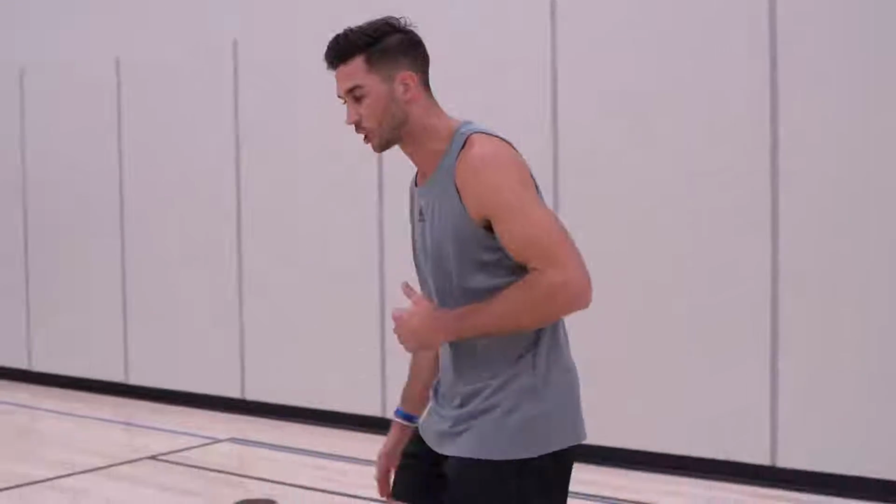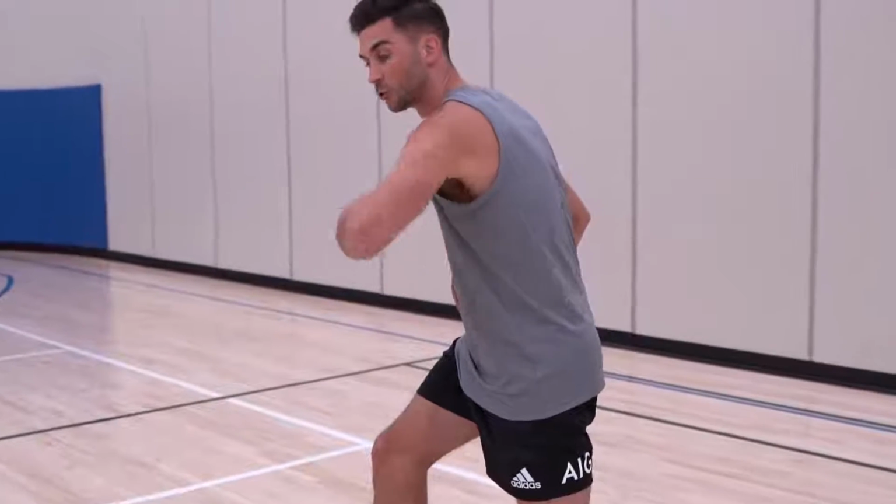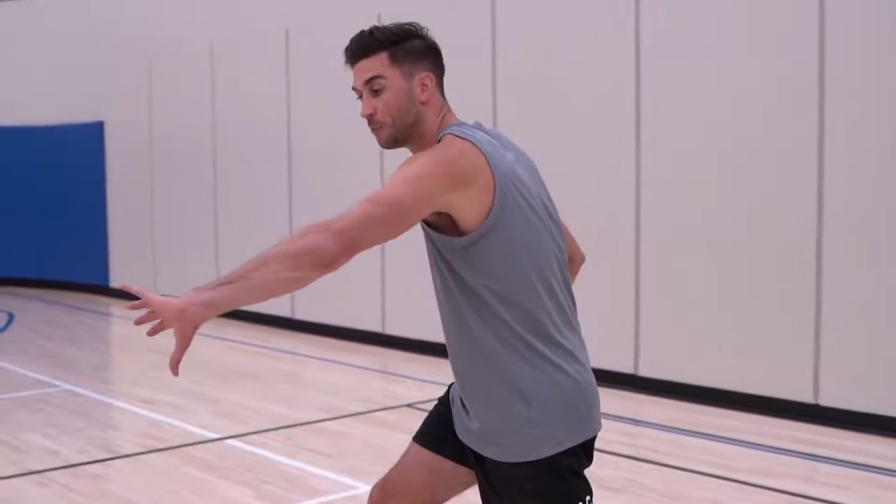Now, if this is the case where the defender's playing a little bit tighter, then we can also use that off arm to engage them. Give them a little chicken wing on that last dribble to throw them off our frame, push back to create a little bit of space, and then come back to get to our shot. Let's go through a few reps so we can see exactly what I'm talking about.